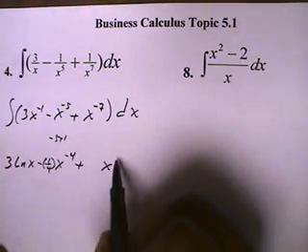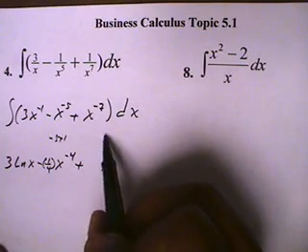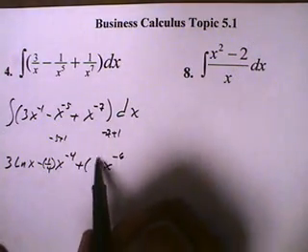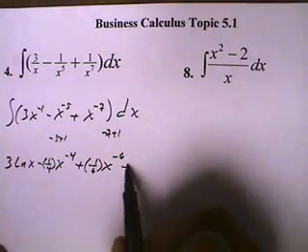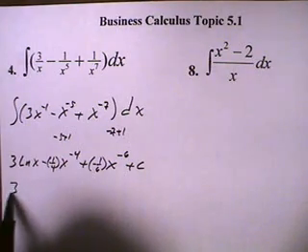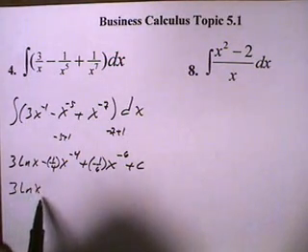Then we have x to the negative 7th power. We'll add 1 to that. That'll make that negative 6. And the reciprocal of negative 6 will be negative 1/6. And then add c. Alright, so this simplifies to natural log of x.